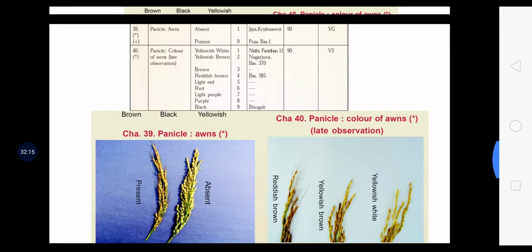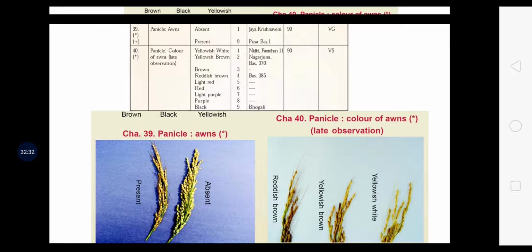39th characteristic is panicle, presence of awns on the panicle. That is divided as absent and present. Absent examples are Jaya and Krishnaveni. Present is Pusa Basmati 1.